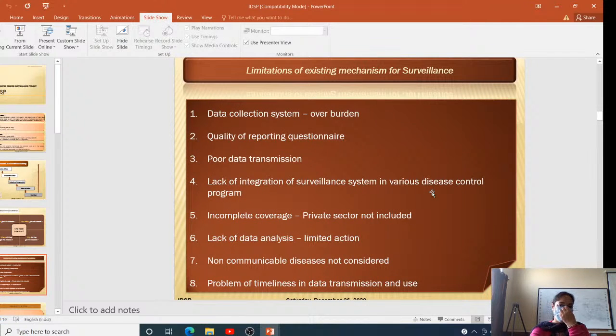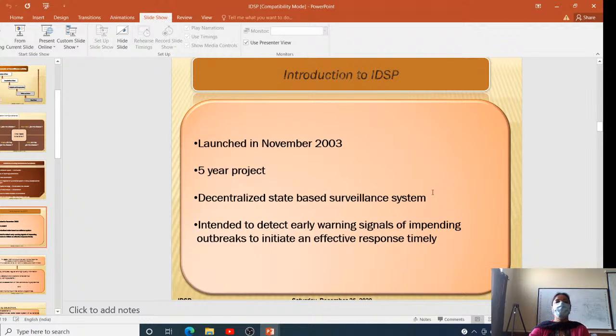So these were some of the mechanisms which were limiting the surveillance at that point of time, and thereby the need for integrated surveillance was felt. Initially it was launched in November 2003 as a 5-year project, and the main change in the surveillance program, which was a landmark change in contrast to the existing surveillance activities, was that it was a decentralized state-based surveillance system.